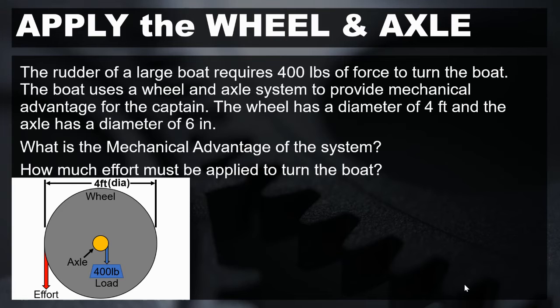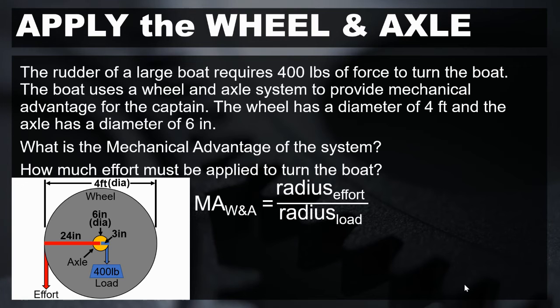We know that the wheel is 4 feet in diameter and that the axle is 6 inches in diameter. We need to convert this into a radius. We know that a 4-foot diameter is equal to 2 feet in a radius. We also know that a 6-inch diameter axle has a 3-inch radius. We need to convert 2 feet into 24 inches so that we're using similar units to solve the problem.